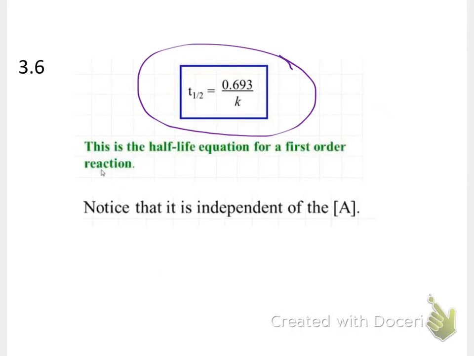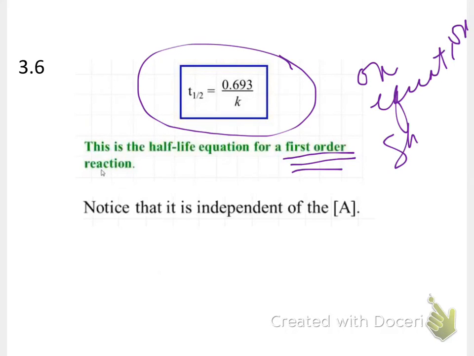This is the half-life equation for a first order reaction. It only works for a first order. It's a very simple equation. It's on the equation sheet. And the really interesting thing is it doesn't matter how much A we start with. The concentration of A shows up nowhere in this equation.